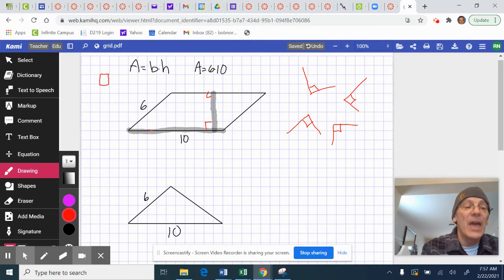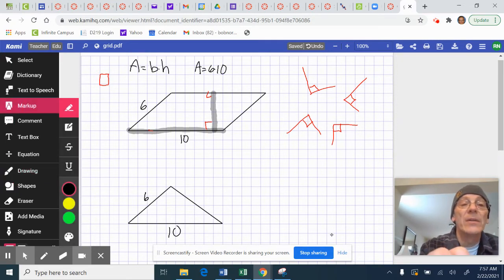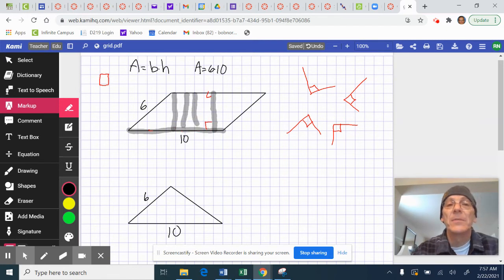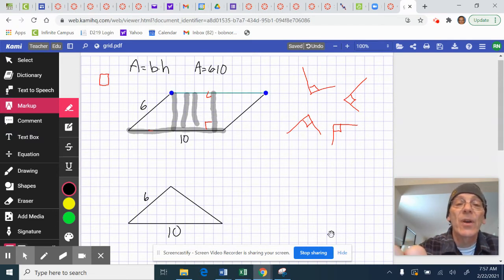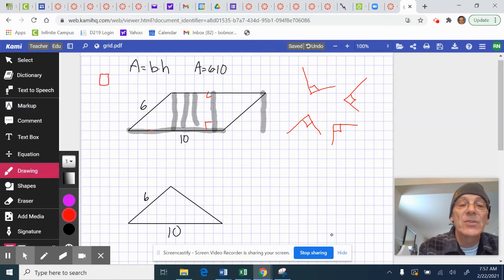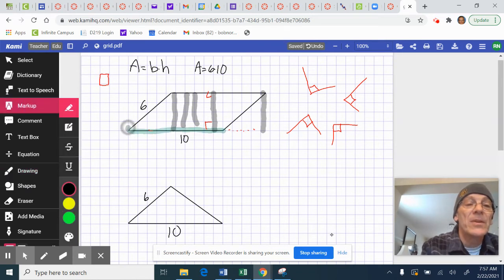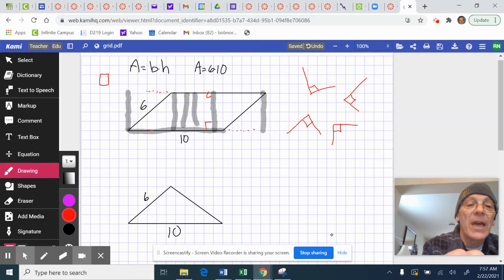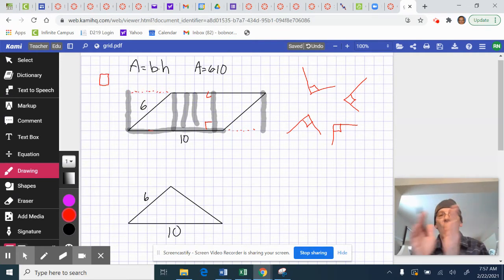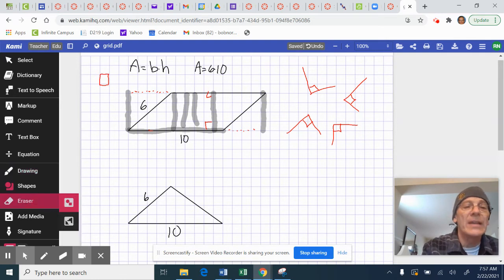Now notice that height could have been drawn here, here, here, okay? All of those are the same length. They're all perpendicular to that base. For that matter, it could have been drawn from here down to the extension of that side, or it could be drawn from here up to the extension of that parallel side. Those are all good places to draw the height.